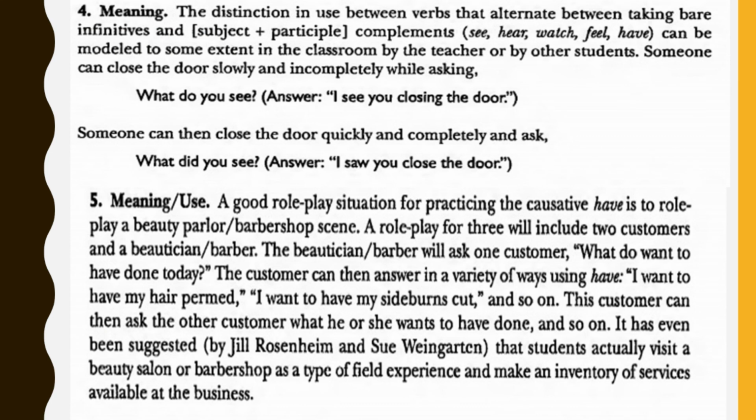Another one for the meaning is that the distinction in use between verbs that alternate between taking bare infinitives and subject participle complements such as see, hear, watch, feel, and have can be modeled to some extent in the classroom by the teacher or by other students. Someone can close the door slowly and incompletely while asking, "What do you see?" The answer: "I see you closing the door." Someone can then close the door quickly and completely and ask, "What did you see?" Answer: "I saw you close the door."